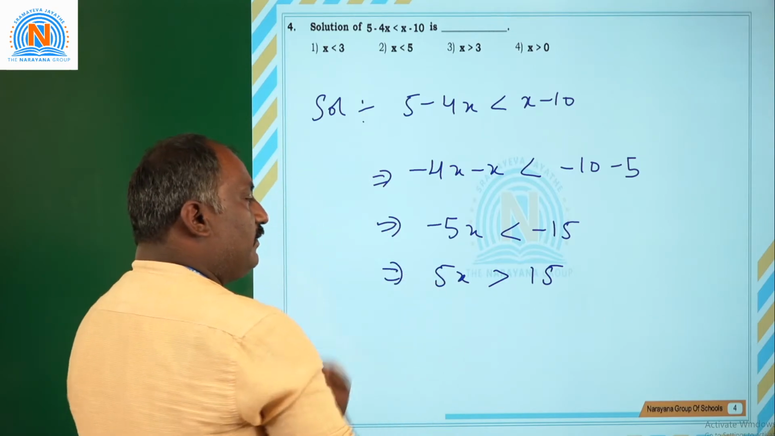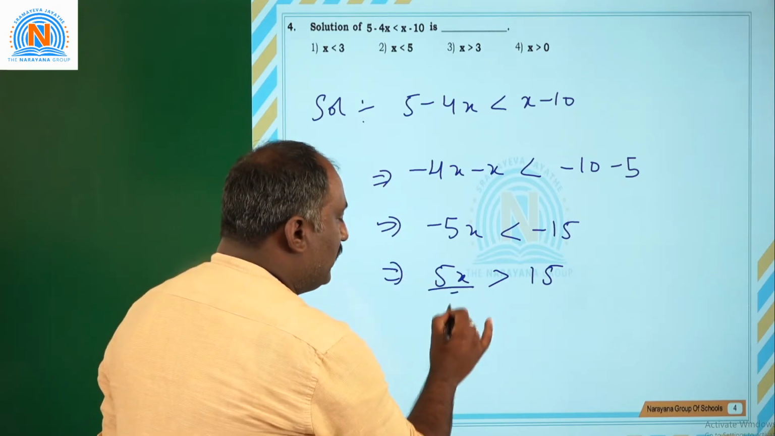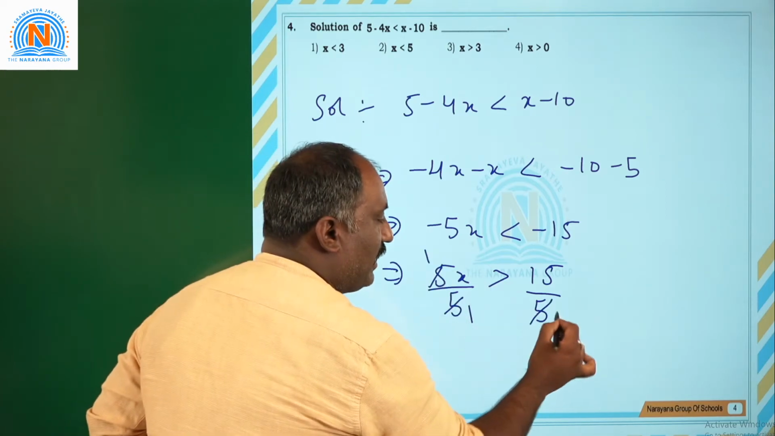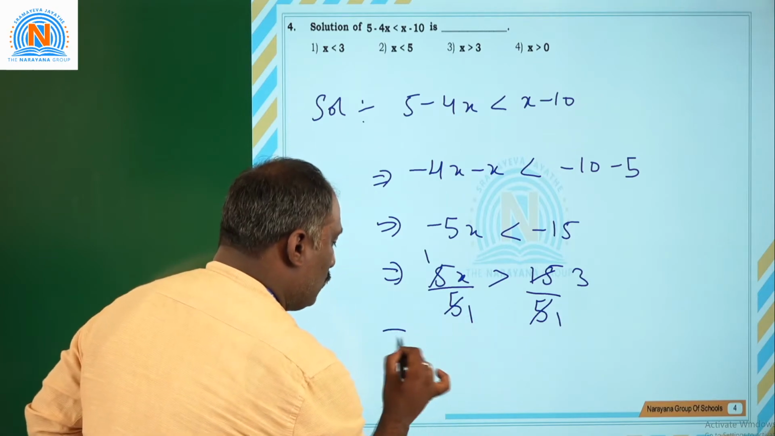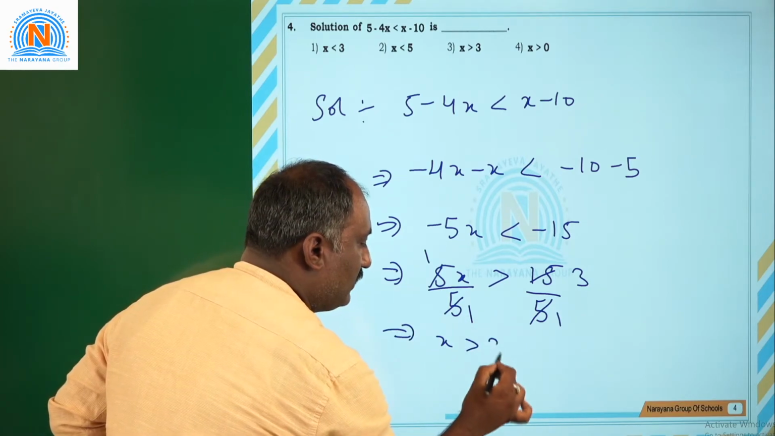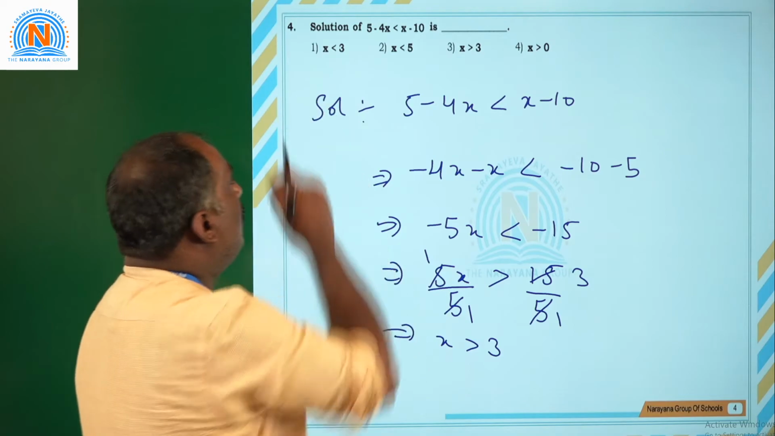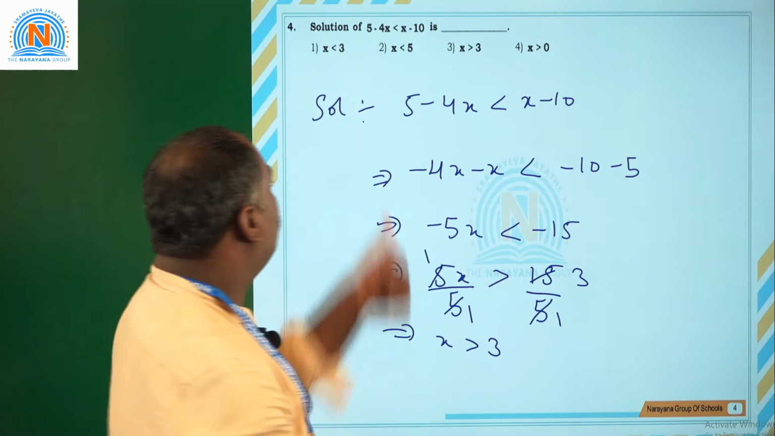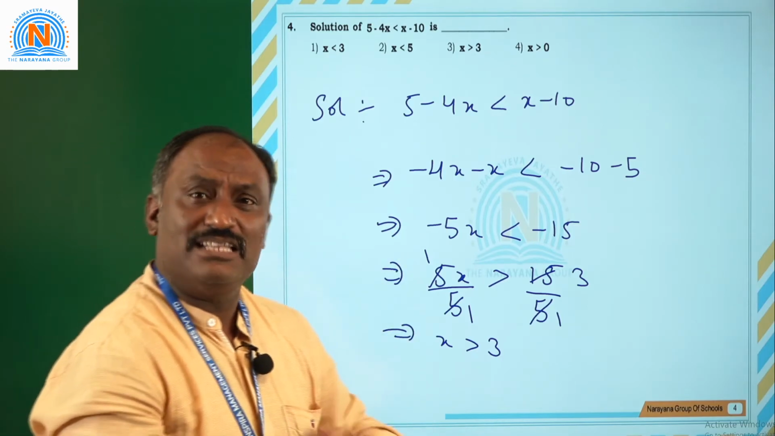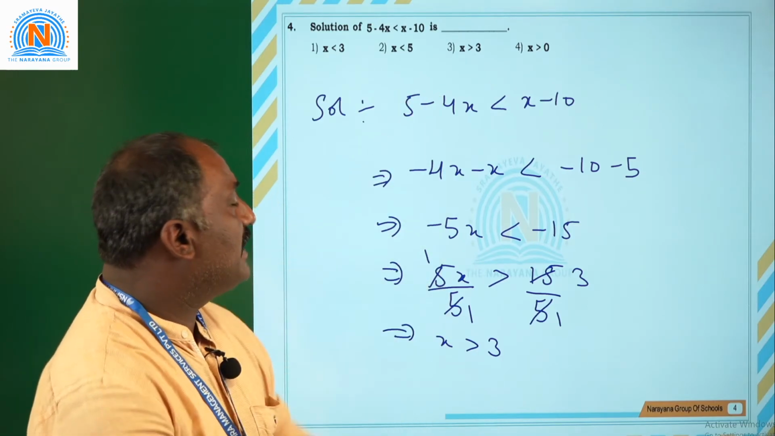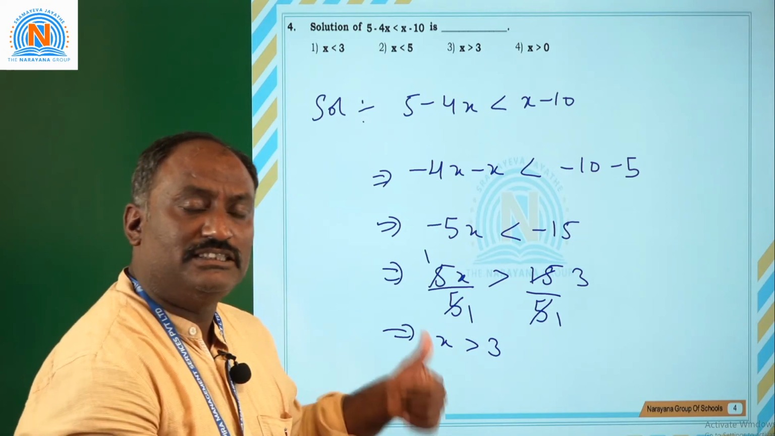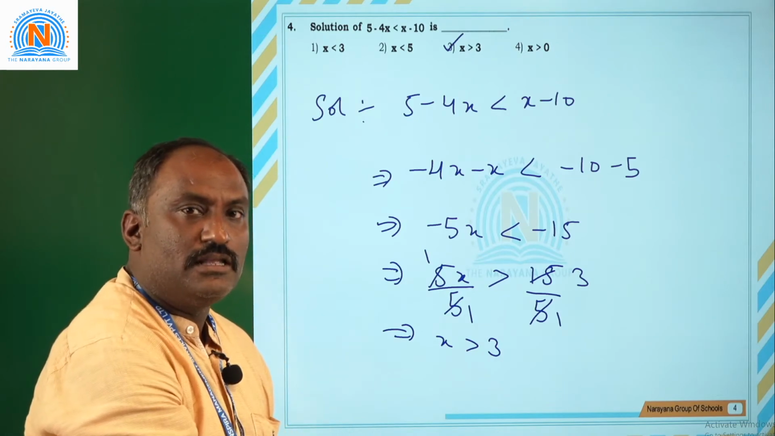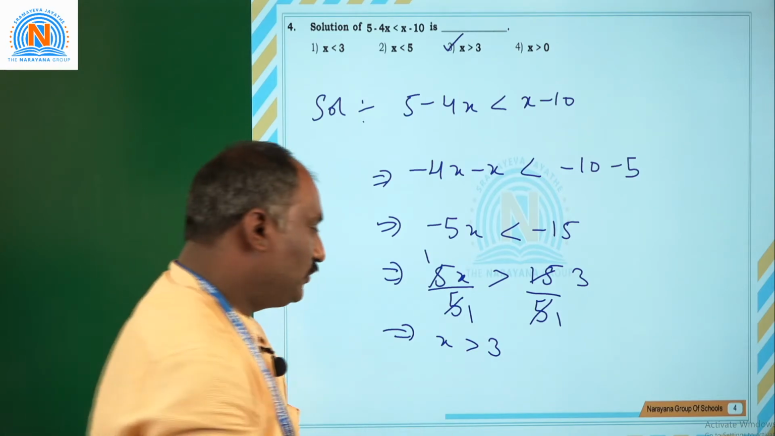Now to eliminate 5 here, we are dividing both sides with 5. So 5 gets cancelled and you are getting here 5 ones are, 5 threes are. So you are getting x is greater than 3. So the first option x is less than 3, that is not our option. And the second option, x is less than 5, that is also not our option. And x is greater than 3, that is our option. You can check it. So our answer is 3. You got it, no children? So we can switch on to the fifth question.